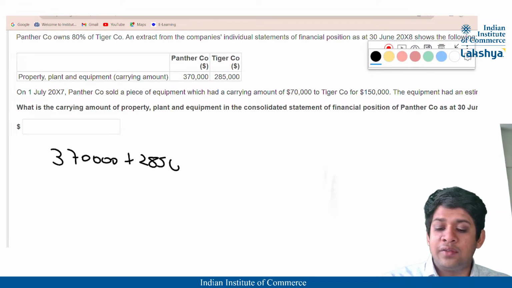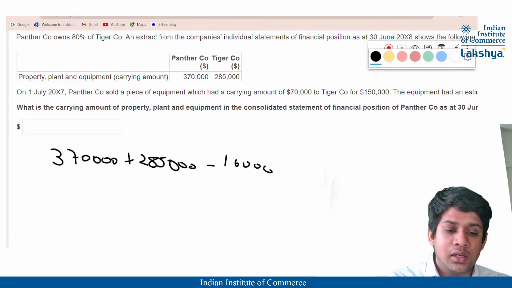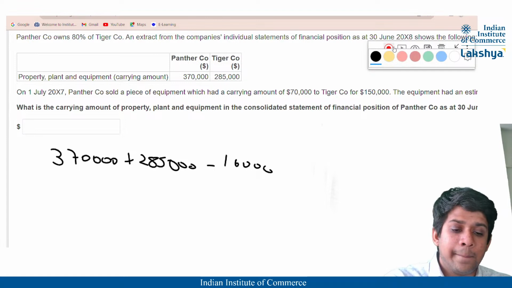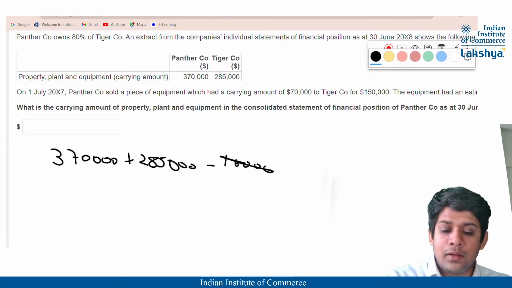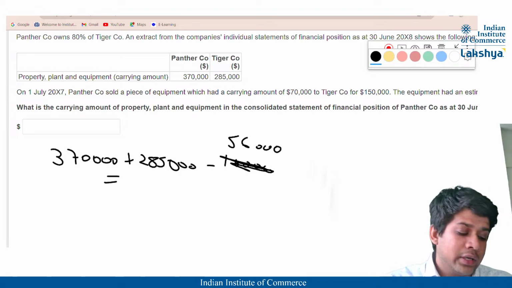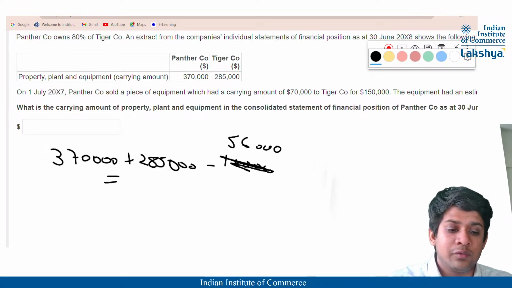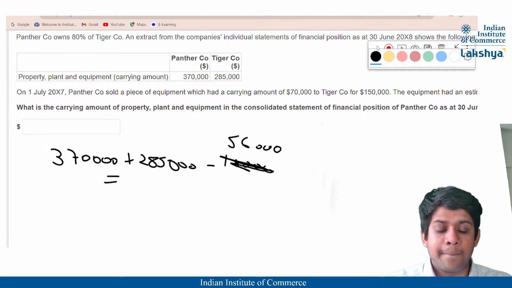So technically, simply understanding guys, it will be 3,70,000 plus 2,85,000 minus 16,000. Sorry, minus how much was it? 56, right? Just cancel this. Minus 56,000. So you will get, sorry, 64,000. Where am I? What am I doing?